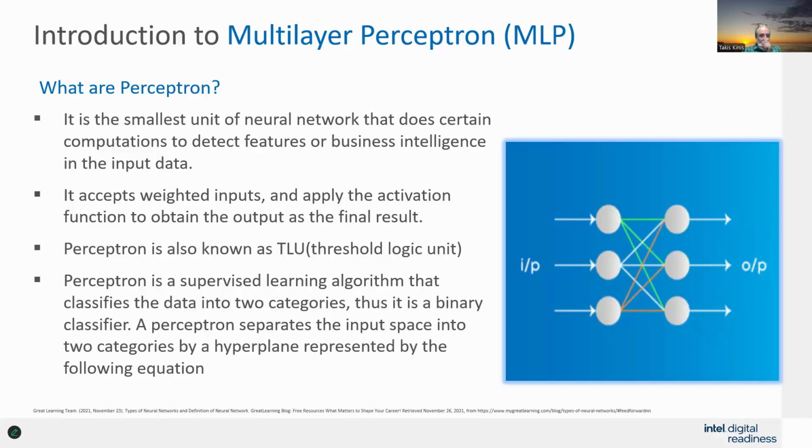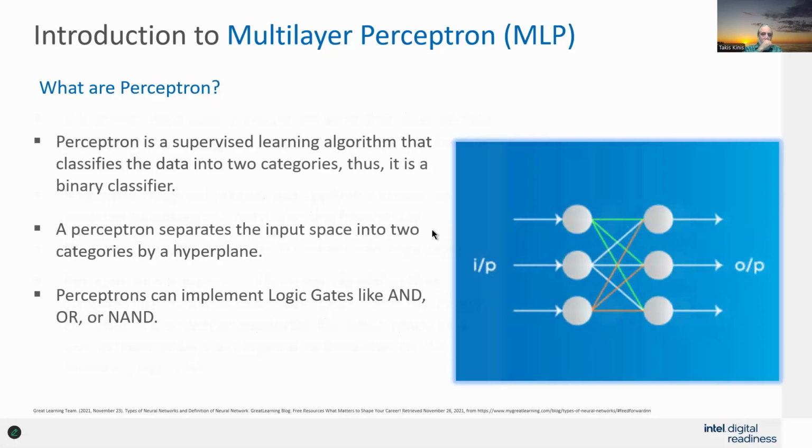Otherwise, we don't, right? This is a supervised learning algorithm, and it classifies data into two categories. So it's a binary classifier. Once again, the true-false aspect of it. It separates the input space into two categories by a hyperplane. You remember that's like a weird plane that we can't envision in regular two-dimensional space, represented by the equation. There's also bias involved too, and we'll look at that as well.